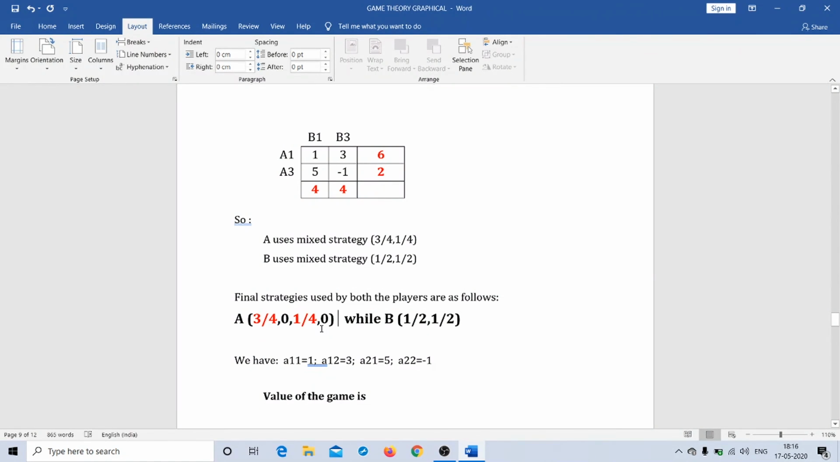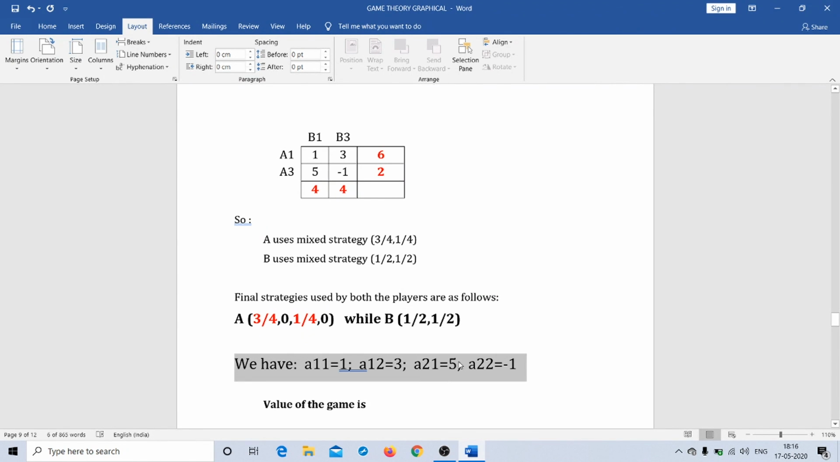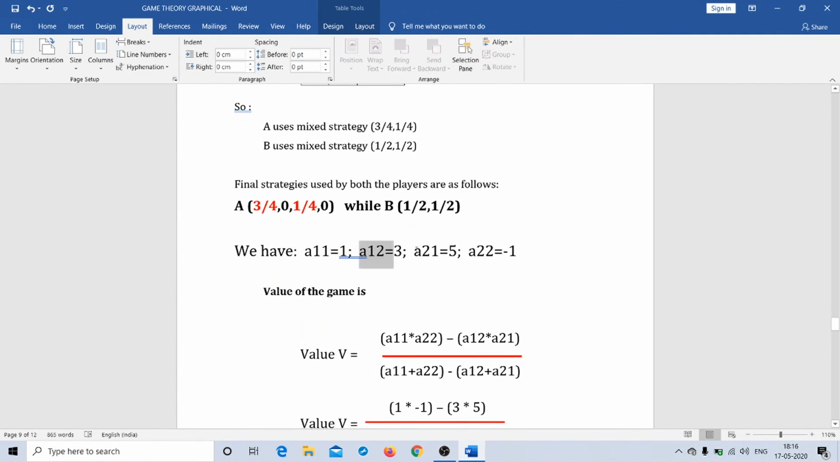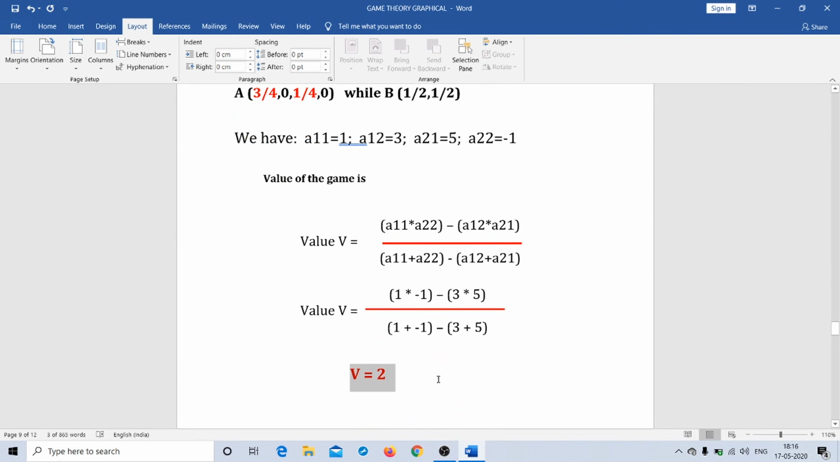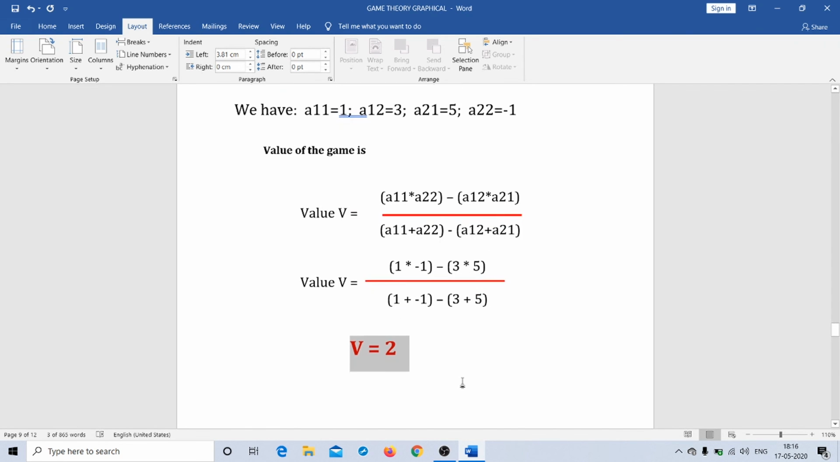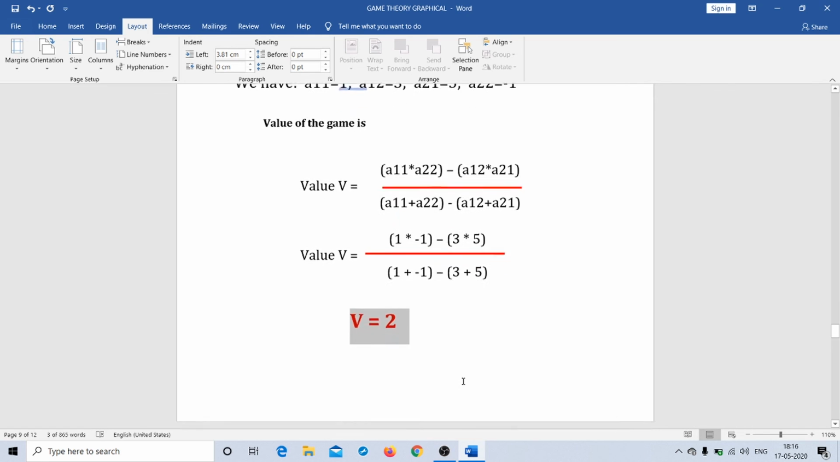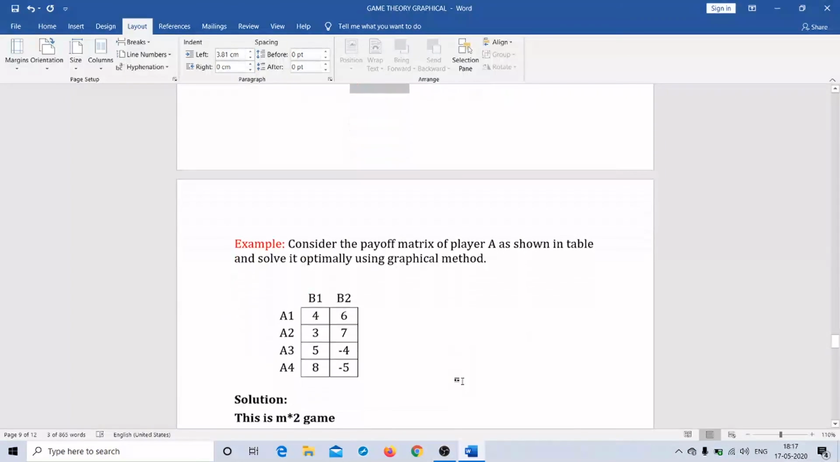So the strategies used by player A are 3 by 4, 0, 1 by 4, 0, while player B uses 1 by 2 and 1 by 2. With the information from the payoff matrix, I substitute these values to find the value of the game, which is 2 in this case. Let us also see one more problem of M cross 2 before I wind up this module.